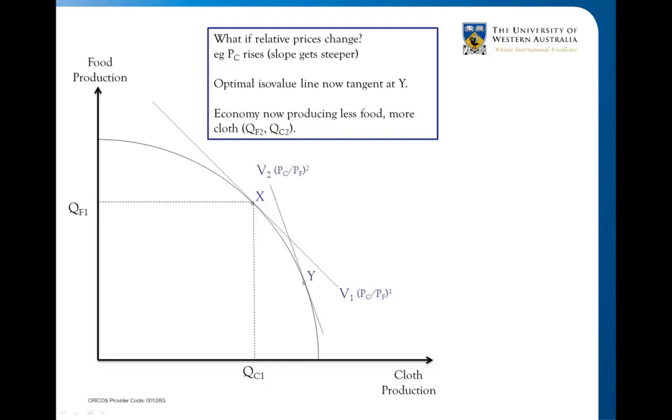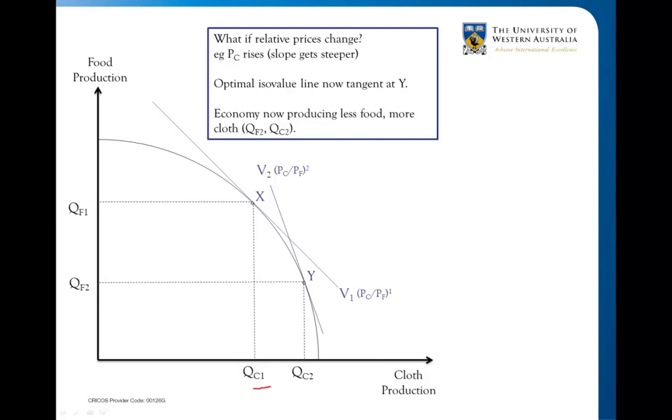Here I've got obviously the relative price of cloth increasing. It's getting steeper. The price of cloth is either going up and/or the price of food is going down. That gives us this new point of tangency here at Y, and you can see that in terms of production, and again, remember we're really thinking here in terms of supply only.